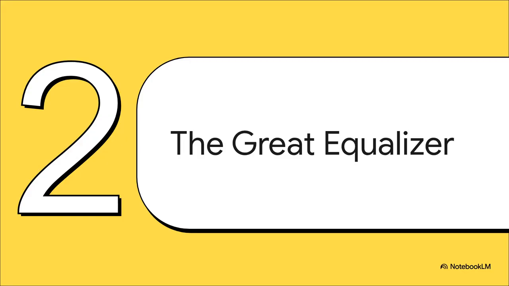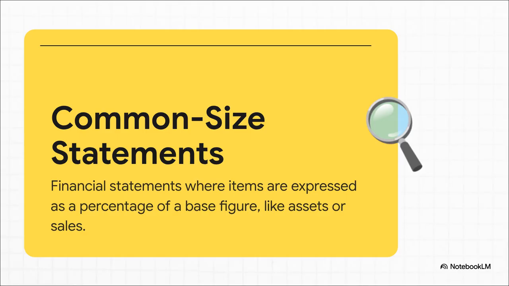So, how do we fix this? How do we possibly make a fair comparison? Well, we need a tool that levels the playing field. We need a way to standardize the information so we can finally see what's what. We need what I call the great equalizer. And that equalizer is something called a common size statement. The idea here is really simple, but it is so powerful. Instead of looking at raw dollars, we express every single line item as a percentage of a common base. So for a balance sheet, the base is total assets. For an income statement, it's total sales.